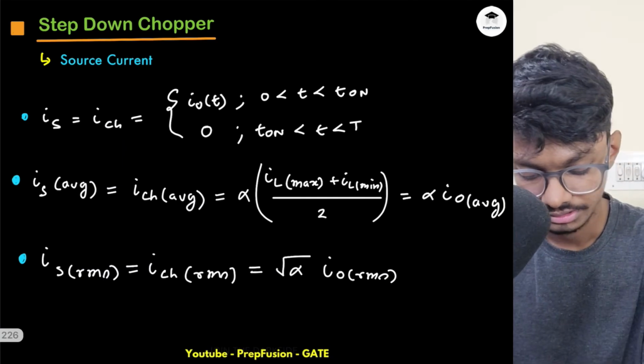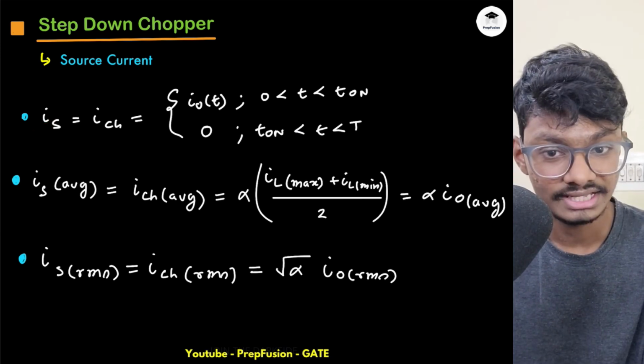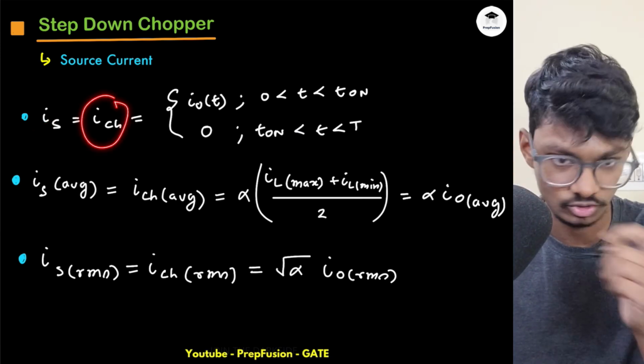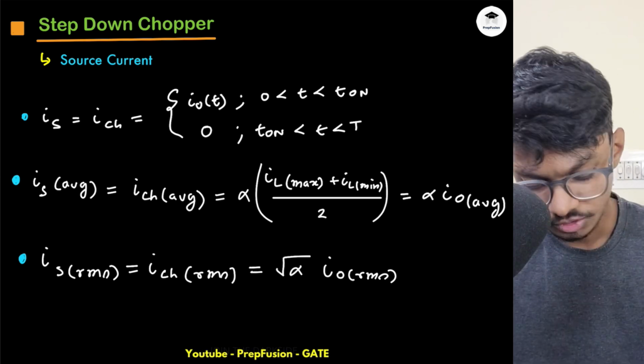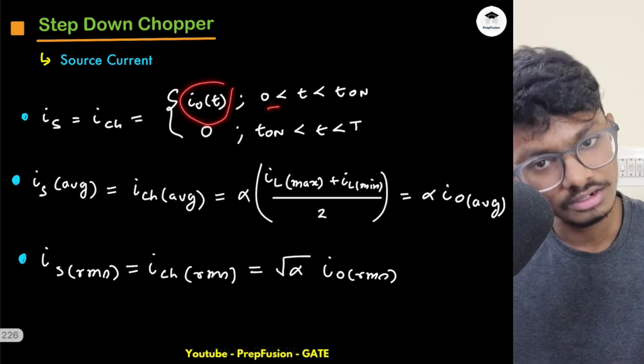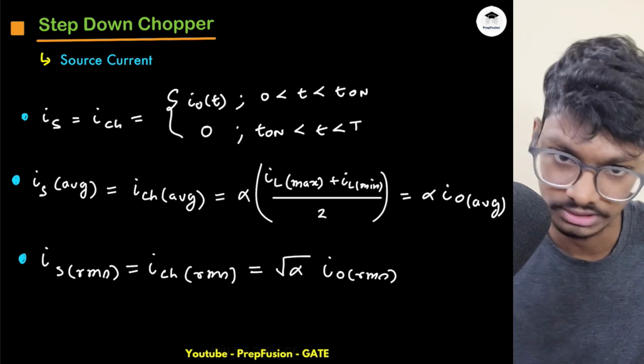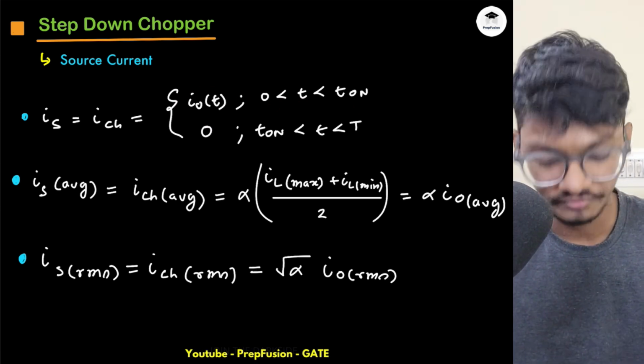So this is the case. Then IS. What is IS? IS is equal to ICS, that is the chopper current. It is in series with the chopper. So it is equal to IO of T for alpha between 0 to T, because when the chopper is on, it is the same as the load current. When the chopper is off, it is equal to 0.